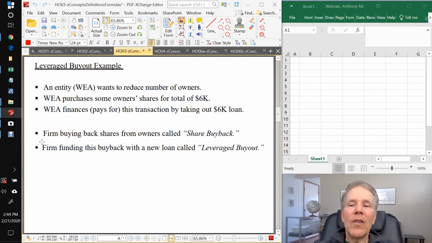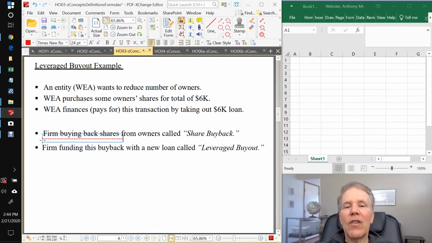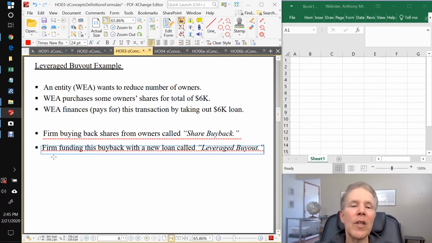So when the firm does this, this is called a share buyback. And we looked at a case where the firm, we're looking at West End Advisors, did this with a loan. It actually literally went to JP Morgan Chase and got a loan and used the proceeds to buy the shares back from one of the owners.